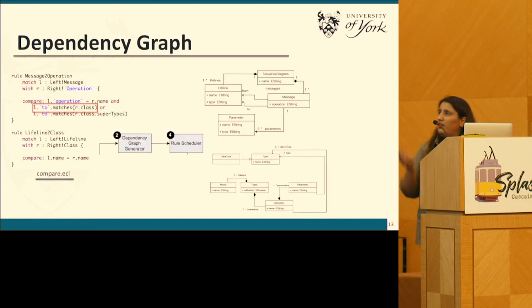In the second phase, where we have a dependency graph generator, what happens is these matches operation.